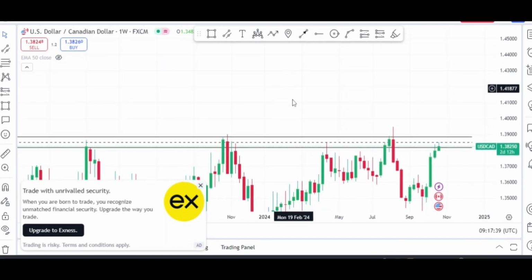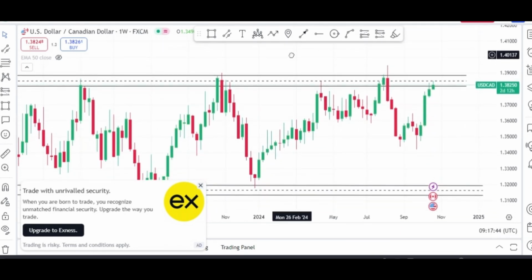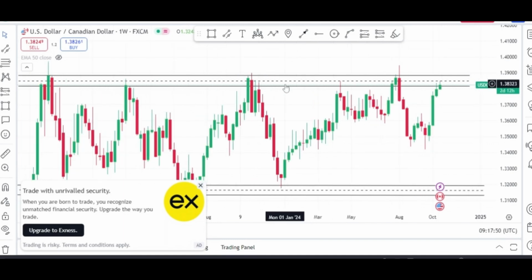Coming to the USD CAD, I have not been looking at this market for quite a long period of time, and I find it very interesting for now. So I want us to start looking at the USD CAD to know the fate of this market.